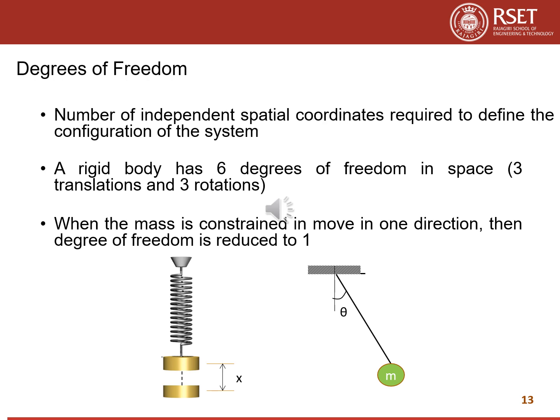The next topic under consideration is degrees of freedom. The number of degrees of freedom of a physical system is the number of independent spatial coordinates required to define the configuration of a system. A rigid body in space has 6 degrees of freedom: 3 coordinates x, y and z to define the rectilinear position and 3 parameters to define the angular position. The constraints to a motion reduce the degrees of freedom of the system.